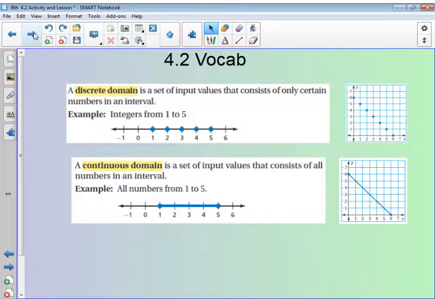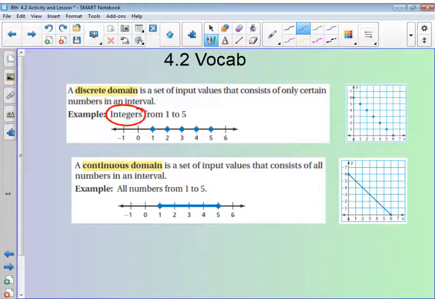Okay, a continuous domain continues between each and every single point involved in the scenario. It is a set of input values that consists of all numbers in an interval. So for example, all of the numbers from 1 to 5, you could say 1.5 would satisfy a number between 1 and 5. Whereas when we did the one up above, that was integers, which are only whole numbers, so you can't include those halves, okay? So this is just giving you a visual representation of what discrete versus continuous mean.